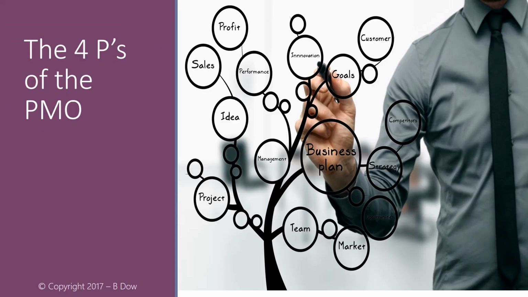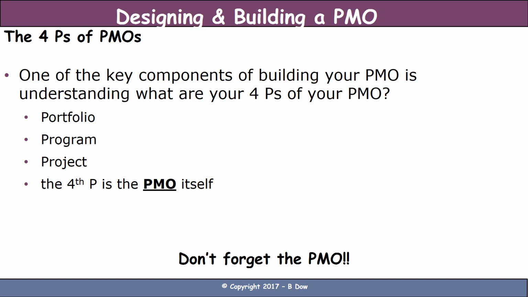Okay, the next step, step 4, is the 4 P's of your PMO. When you think about your 4 P's of your PMO, it's very, very simple. We break it down to portfolio management, program management, project management, and the 4th P being the PMO itself. Don't forget the PMO itself.